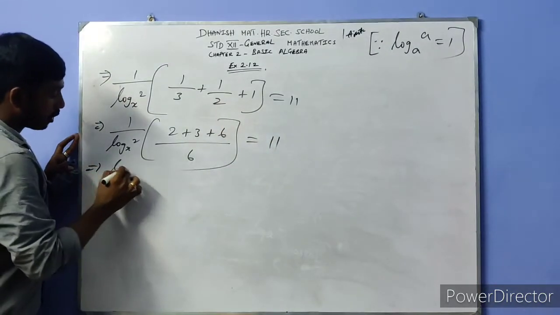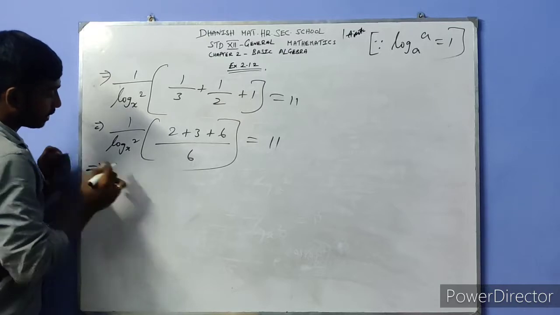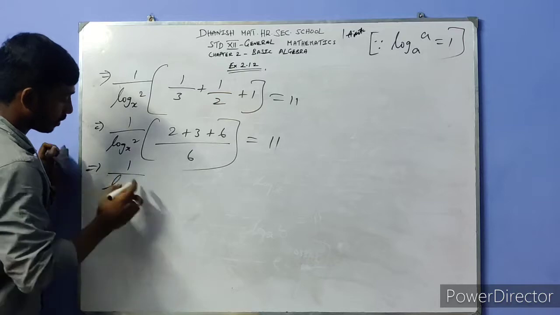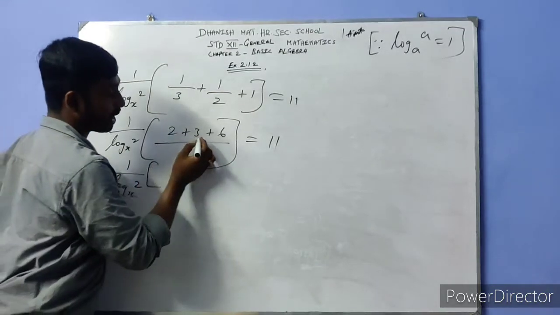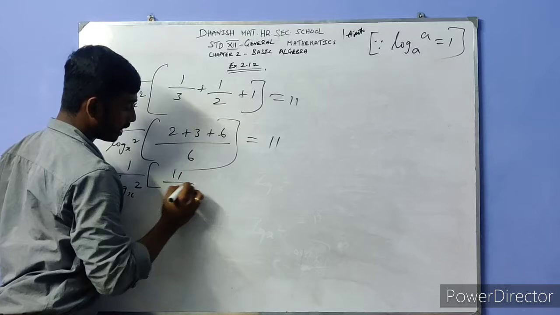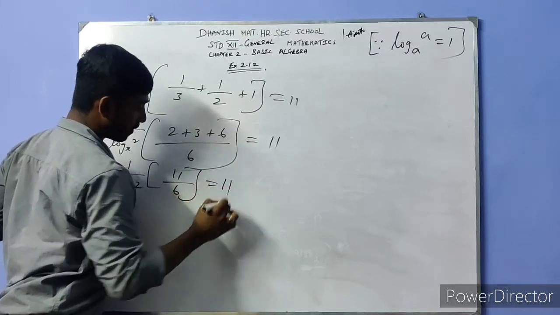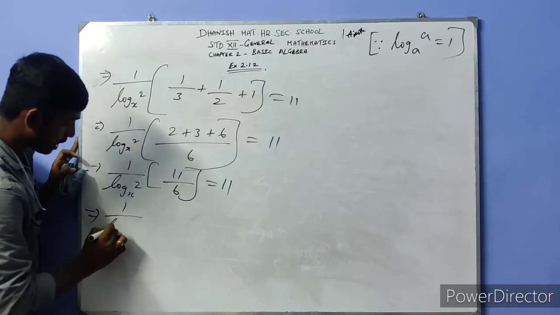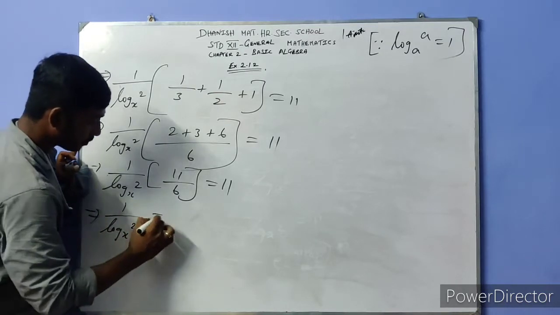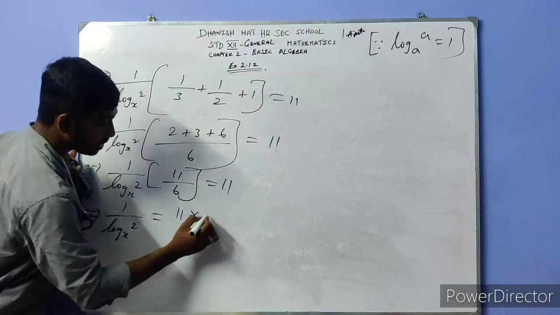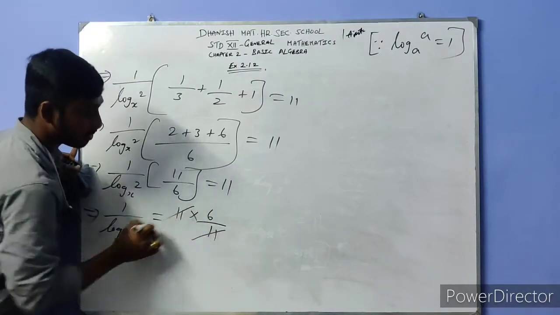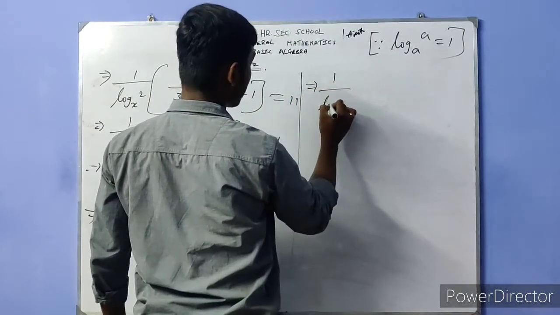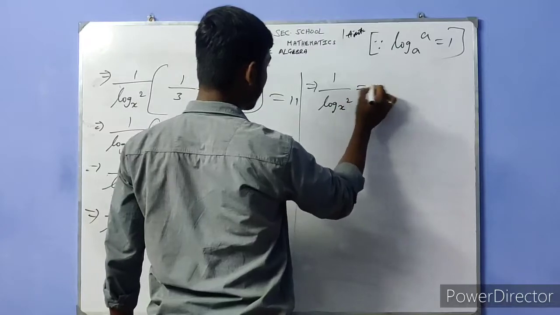So then 1 divided by log x power of 2, then what is the remaining value? 2 plus 3 plus 6, that will be 11 divided by 6 equal to 11 here. This value will go to that side and change into its reciprocal, then log x power of 2 equal to 11 into 6 divided by 11. This 11 will be cancelled. The remaining step, 1 divided by log x2 equal to 6 here.